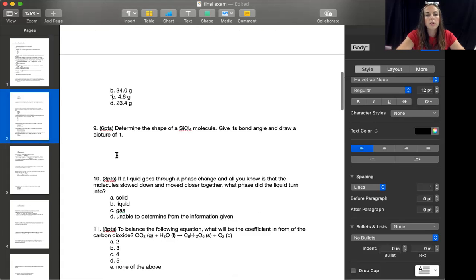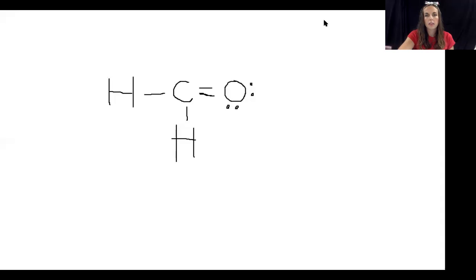All right, number 9, determine the shape of an SiCl4 molecule, give its bond angle, and draw a picture of it. Okay, let's see here. Let's go to where that is so I can make sure I tell you correctly. All right, so first of all, we need to first draw the Lewis structure. So I'm gonna go back to my whiteboard. Okay, let me clear this out.